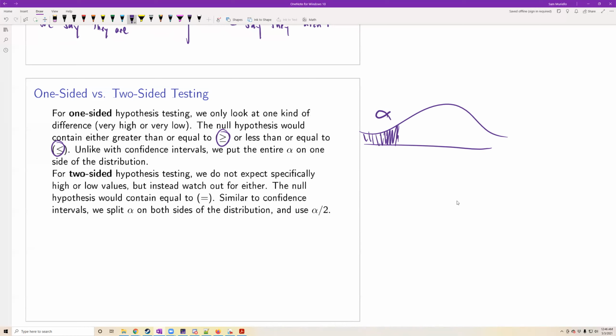For this reason, I strongly, strongly recommend to draw your picture, sketch your distribution every single time you do one of these hypothesis tests. By drawing the picture, it'll be less likely that you forget to do one of these steps and leave out a piece.